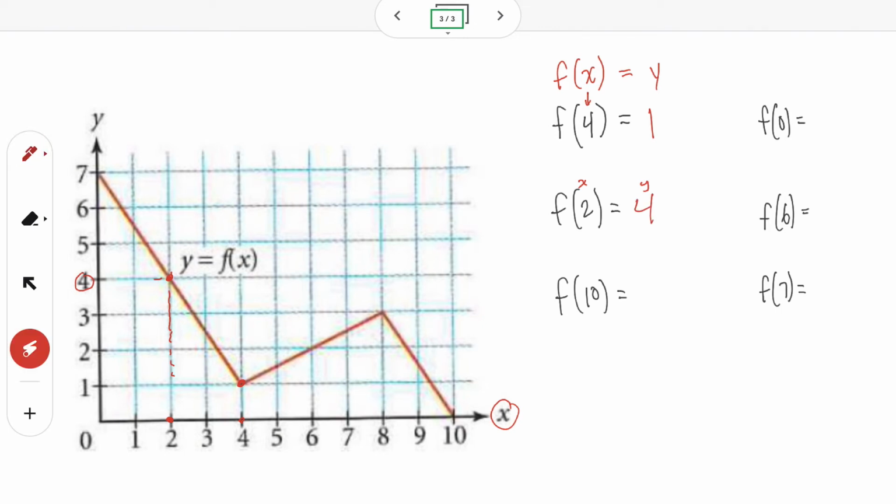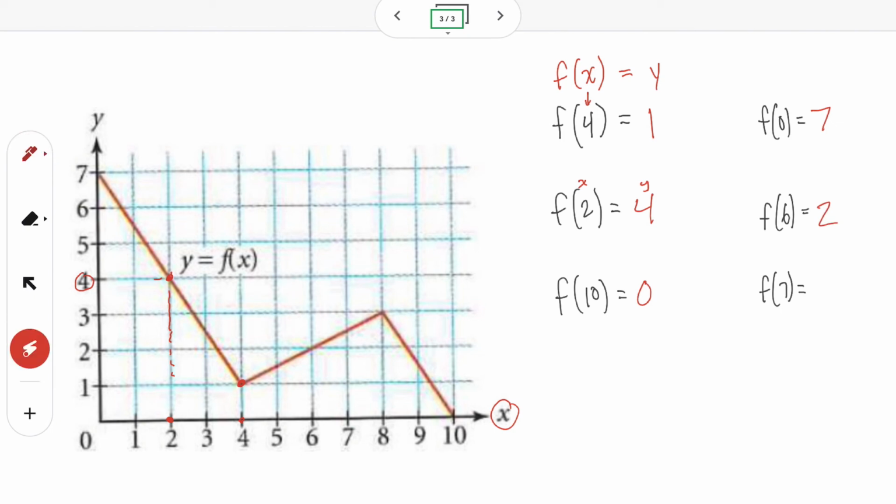f of 10. Now I'm looking for 10 on my x-axis. I found it. Where's my graph? Oh, it's right here. What's that y value? That y value is 0. f of 10 is 0. What about f of 0? Remember, this is my x value, so I'm going to go to my x-axis, to 0. Where's my graph? Oh, there it is, on 7. My y value here is 7. Now f of 6. That means my x value is 6. I go to my x-axis, to 6, and go up. Where's the graph? It's right here, and my y value is 2.